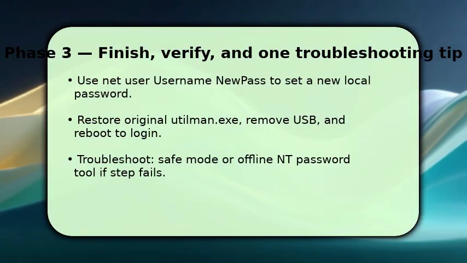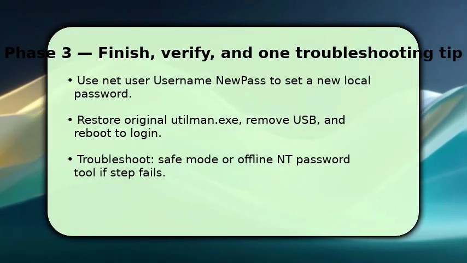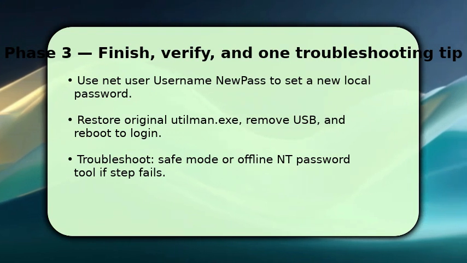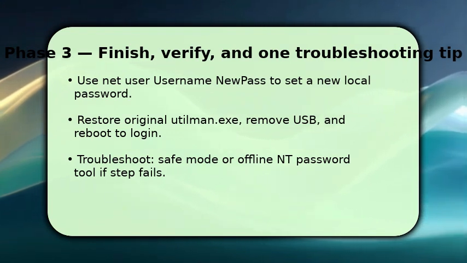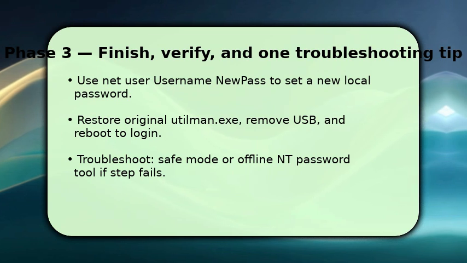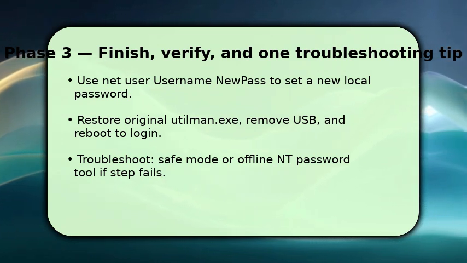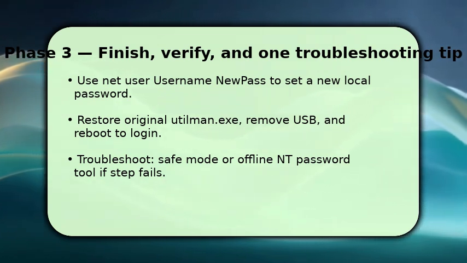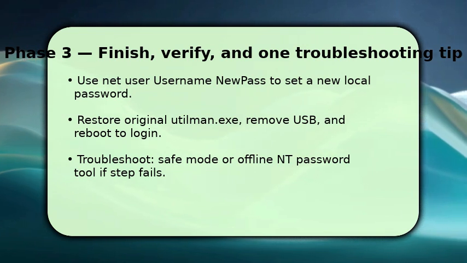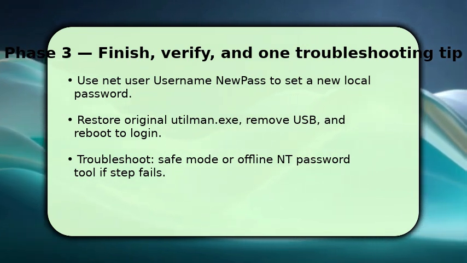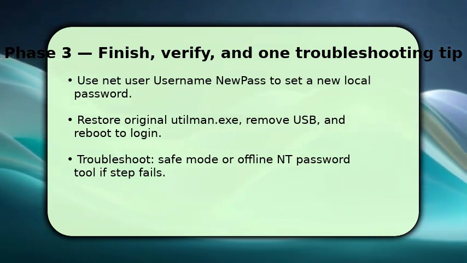With the elevated prompt open, type net user followed by the account name and the new password. This immediately updates the local account so you can sign in. Once you confirm login works, restore the original Utilman.exe file from the backup you created, remove the USB, and reboot normally to avoid leaving a security bypass.